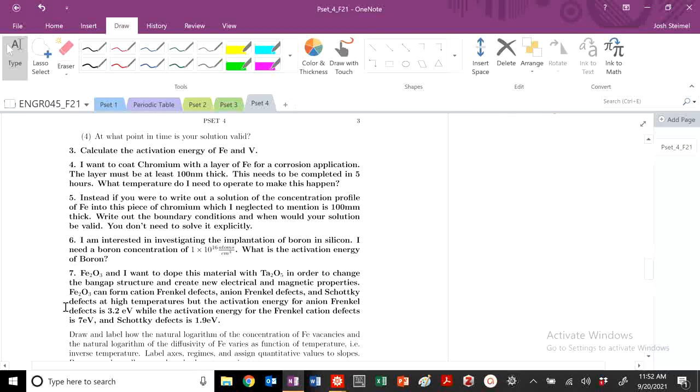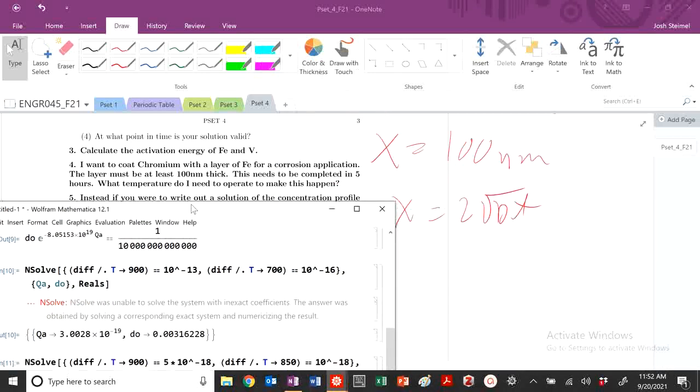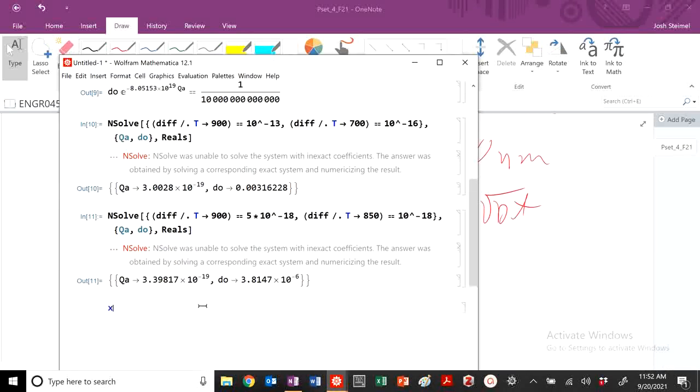Now, I want to coat chromium with a layer of iron for a corrosion application. The layer must be at least 100 nanometers thick. This needs to happen in 5 hours. What temperature do you need to operate to make this happen? So I need to coat something. I just need a thickness. So my thickness is 100 nanometers. So I'm going to use my engineering approximation, which is 2 square root Dt. My t is equal to 5 hours. So again, let's start to kind of figure this out. So my x depth equals 100 times 10 to the minus 9.